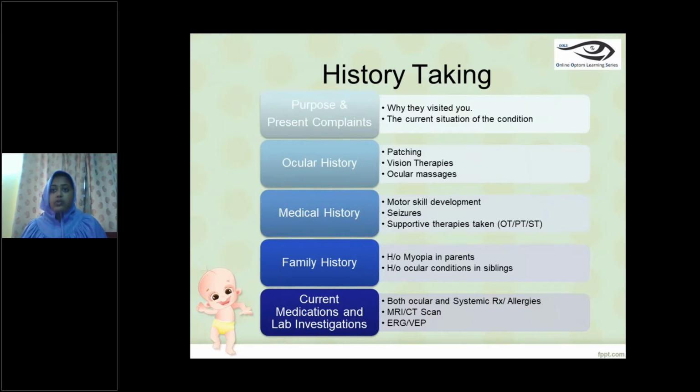We have to ask about the glasses compliance. Is the child wearing them? Is he peeping over the glasses? Or does he prefer wearing them, or does he not prefer wearing them? So that is something different which you would ask.